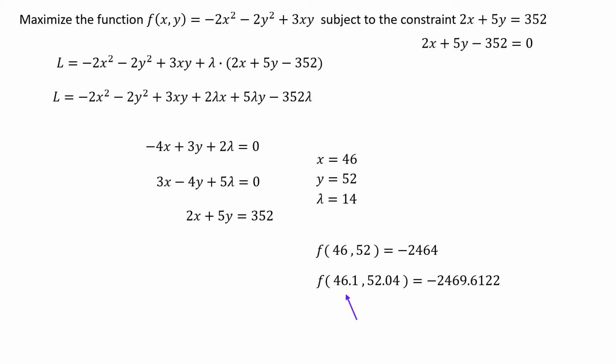So what I did, by the way, if you're wondering where these decimals came from, is I plugged 46.1, which, by the way, is just a random number near 46, into the constraint equation. I solved for y. When I solved for y, I got 52.04, and that's how I knew the corresponding y value, and thereby have found a point nearby. And concluded, because I got a lower answer, that that point must be a maximum.